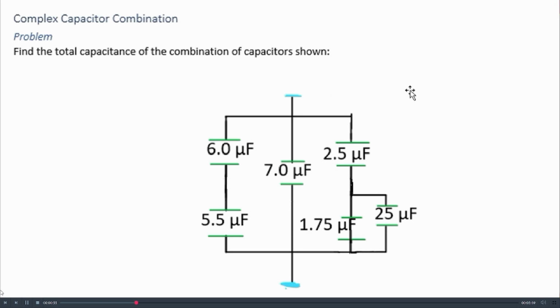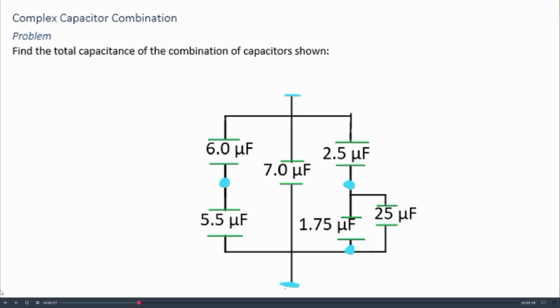So to simplify the problem, we're going to want to sketch in little dots that show this relationship. So we see these two are in series, these two are in series, and these two are in parallel. So to begin solving, we are going to want to know what equations we need to use to find these series relationships and parallel relationships.